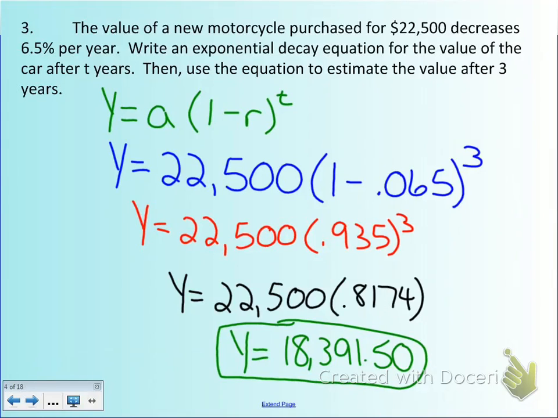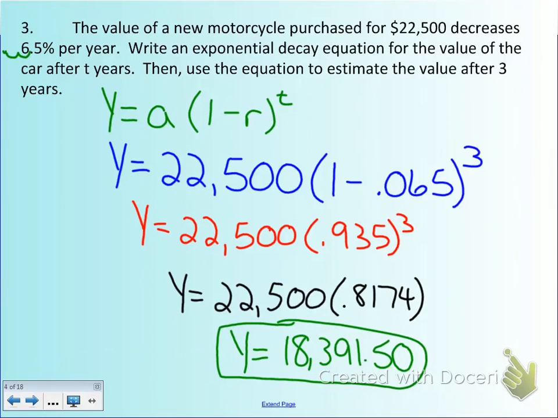If not, here's the explanation. We first, here on our blue line with the blue marker, plug in all the values that we know. Our A is our starting value, so the motorcycle was purchased for $22,500, so that's going to be our A. Our rate is 6.5%, so we need to write that as a decimal, not a percent, so we're going to move the decimal over 2 places, so that's how we get the 0.065. Then our next step here in red, we subtracted 1 minus 0.065, and we got 0.935.